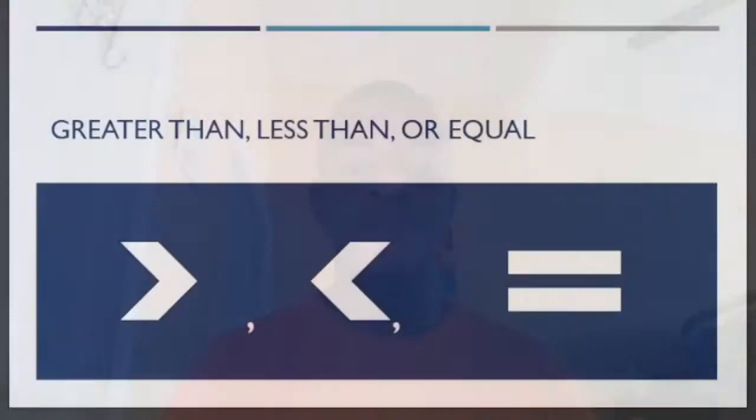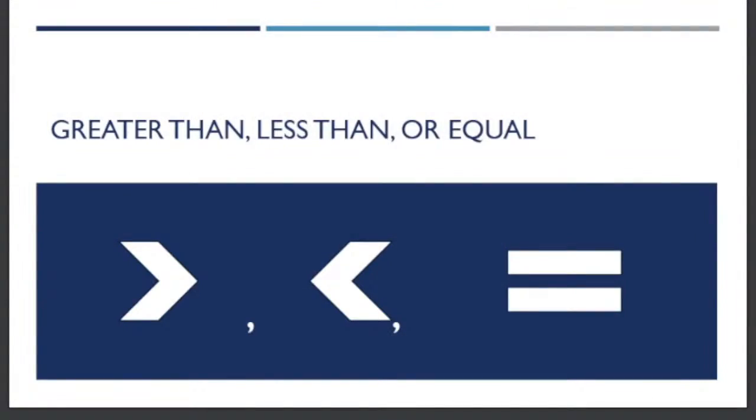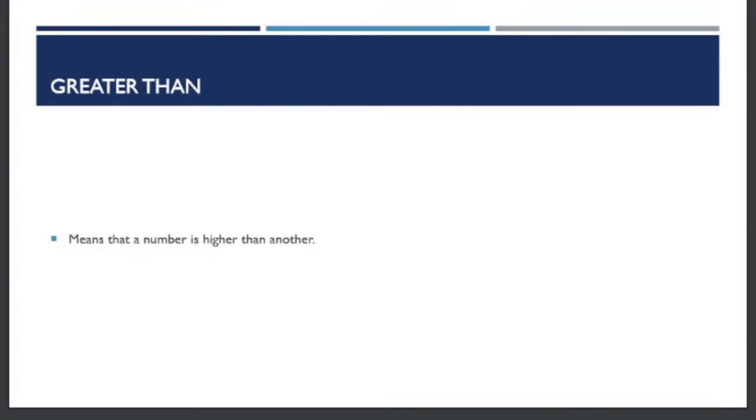Our next lesson is about greater than, less than, or equal. Greater than means the number is higher than the other. An example is 5 is greater than 3, because 3 is the lowest number and 5 is the highest number.